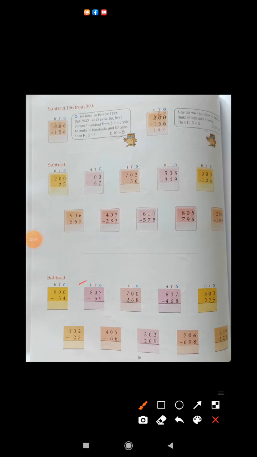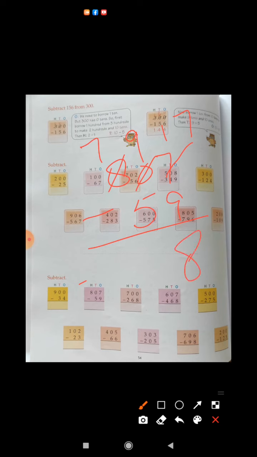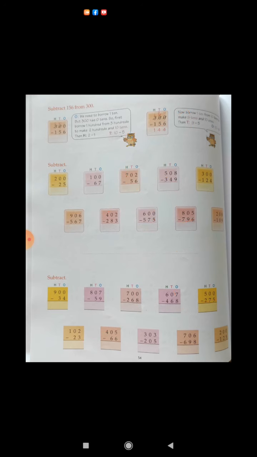Next question, 807 minus 59. Subtract the ones. 7 is less than 9. Take borrow from 0. Here will be 17. Here 9 and here 7 remaining. 17 minus 9 is 8. 9 minus 5 is 4 and 7 minus 0 is 7. The answer is 748. Write in the space given 748.